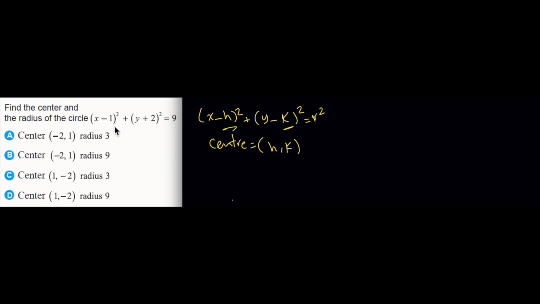So in this question, the center, changing the sign, will be positive 1, and for the other one we have +2, so it will be -2. And to find the radius, just take the square root of the right-hand side, which is 9, so the radius length equals 3. So the center is (1, -2) and the radius equals 3, so the answer is C.